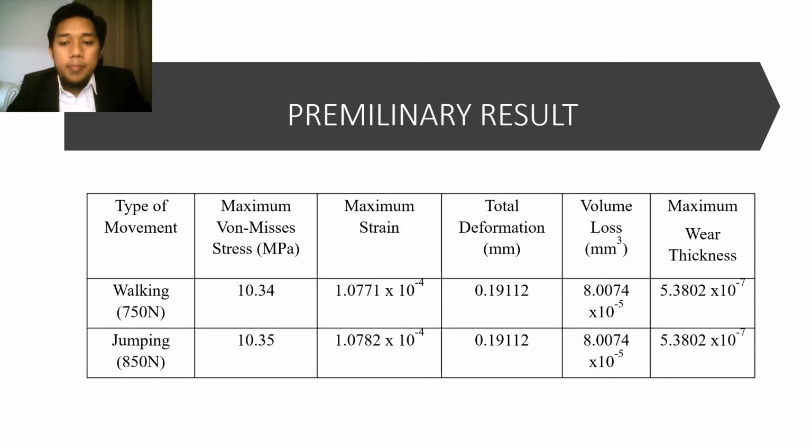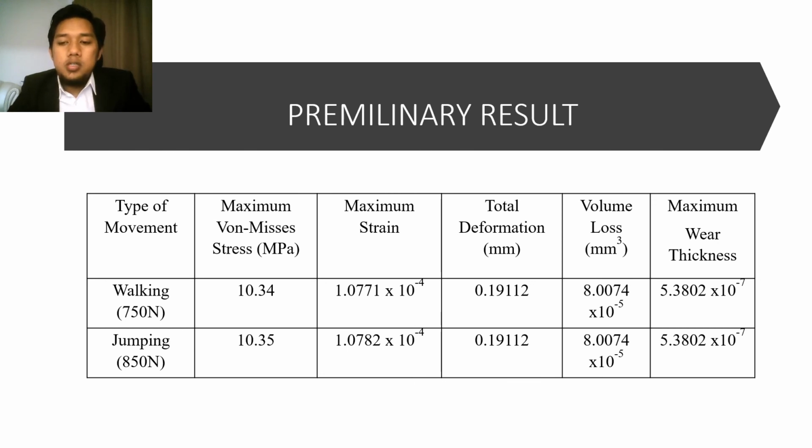For total deformation, the unit is millimeter. For walking, 0.19112, and for jumping 0.19112. So it is the same total deformation, maybe because of the almost similar force. Volume loss, millimeter cube. For walking, 8.0074 times 10 to the power of negative 5, and it is the same for jumping, 850 Newton.